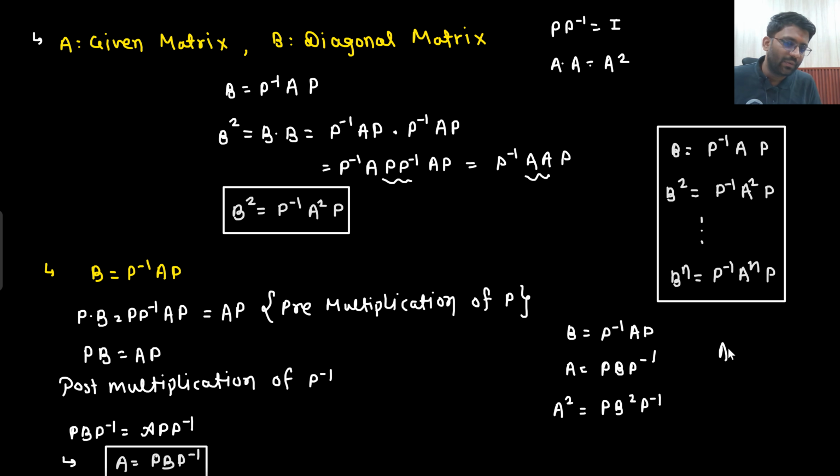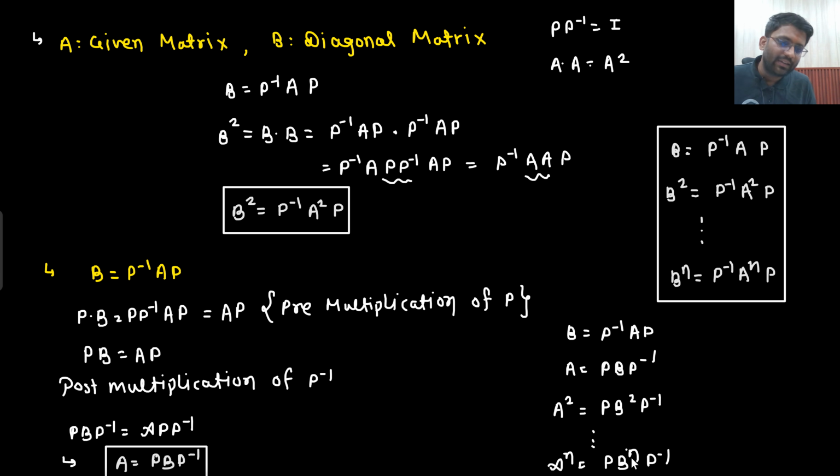Or what you can do, A square you find out, A into A. What will be your A into A? That will be PB P inverse and then PB P inverse. So this P inverse P will become I. So P, B into B will become B square, and P inverse: P, B square, P inverse. Very simple thing, you should be doing it on your own. And then I will get A to the power n. What will be my A to the power n? P, B to the power n, P inverse.